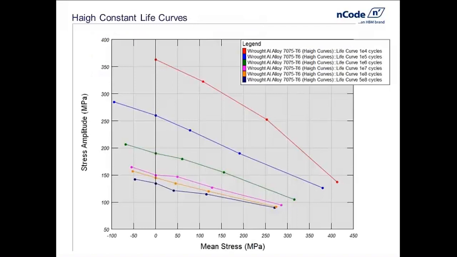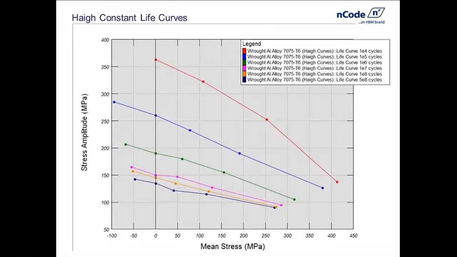What you're looking at here is an example of Haigh constant life curves that are inside the nCode material database. If you look at the graph first, the horizontal axis represents the mean stress of a cycle. The vertical axis represents the stress amplitude, the size of the cycle. Each one of those curves represents a constant life, a set of mean stress and amplitude that along the curve give you exactly the same life. And in this particular material, we have 6 curves at 6 different lives.